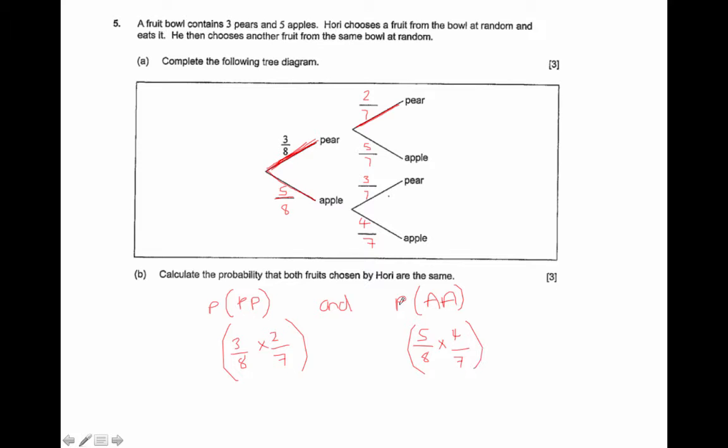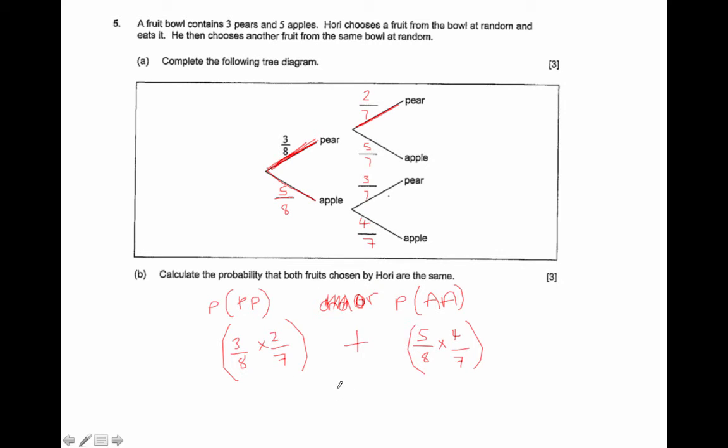Okay. Now, actually, instead of putting and here, I should have said or, because there's 2 possibilities. It's this possibility, pear, pear, or this possibility, apple, apple. If it's or, this or that, then we're going to add the probabilities together, because it's more likely to happen. Got this one or this one, so I can add them.